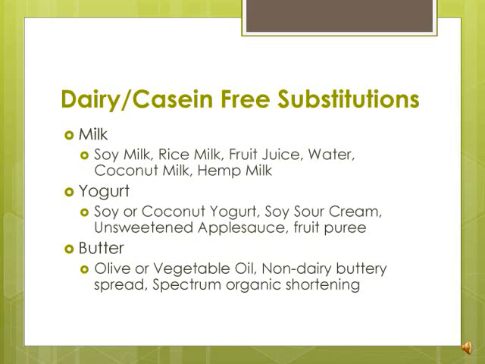To make a recipe dairy or casein-free, there are lots of substitutes that you can use, like soy, rice, fruit juice, water. You can also replace yogurt. You can use soy or coconut yogurt, sour cream, unsweetened applesauce. And for butter, you can always use vegetable oil or olive oil or a non-dairy buttery spread, just a few examples of things that you can substitute to make a recipe dairy-free.